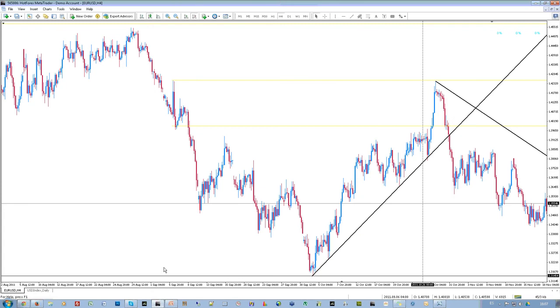Maybe what we have done here is we have reached a higher time frame demand area on the daily or the weekly. Our price is just reacting from that lower time frame area, which has been already touched and shouldn't be valid for a second entry. So that's what price is doing.